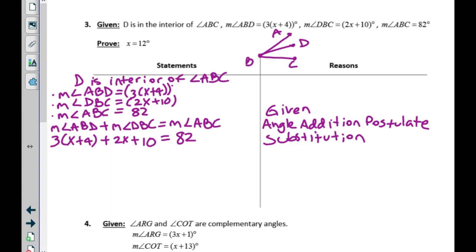Okay, and then first thing I want to do, PEMDAS, in the parentheses, I need to distribute this right here. 3 times x is 3x. 3 times 4 is 12. Bring everything else down. Since I just distributed, that's the distributive property.